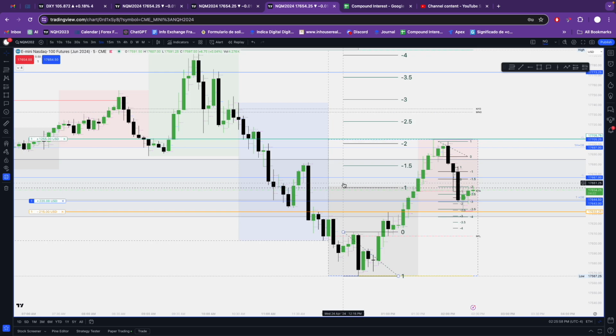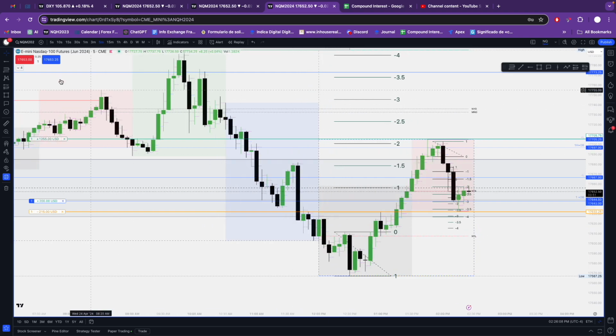We have this inverse here. Take that out. So it's like a market structure shift here. I gotta be better about this, man.